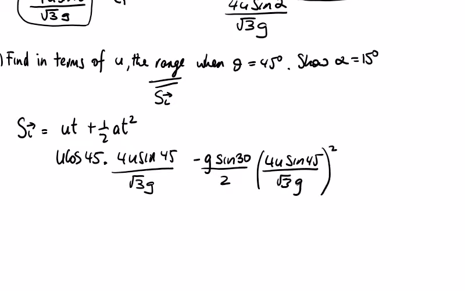Okay, so multiplying this out on the left here, we're going to have 4u squared on top, and the cos 45 and sine 45 is 1 over root 2 by 1 over root 2.